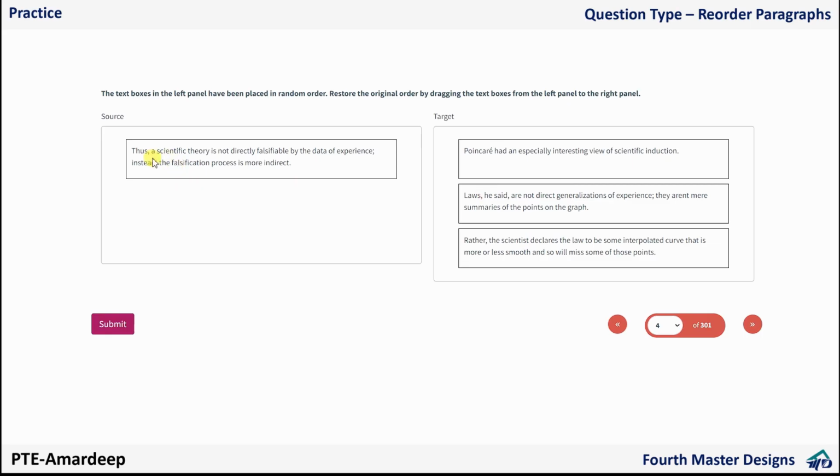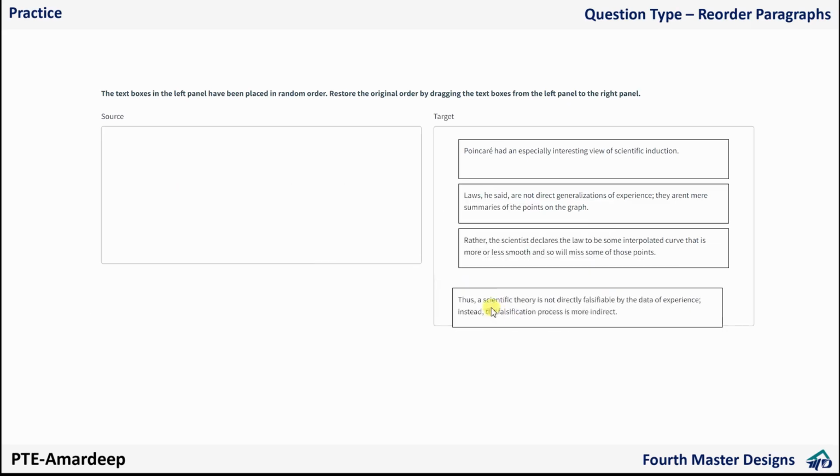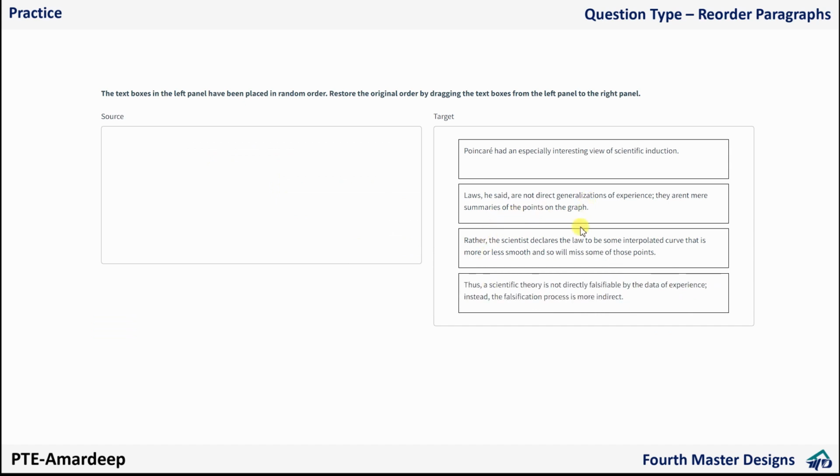And now the left one is, "thus a scientific theory is not directly cause and effect." Whatever he said can be or cannot be, but because of that, we can say thus a scientific theory is not directly cause and effect or cause and result. Okay. So this is how you have to look for connectors, sentences and meaning. Then only you will be able to answer these correctly.